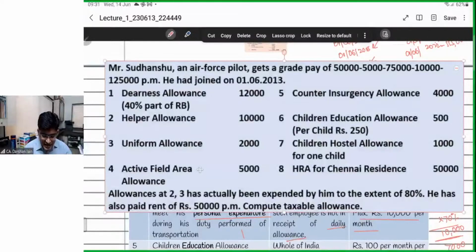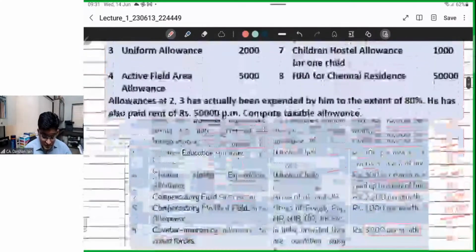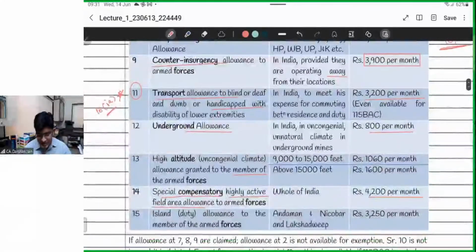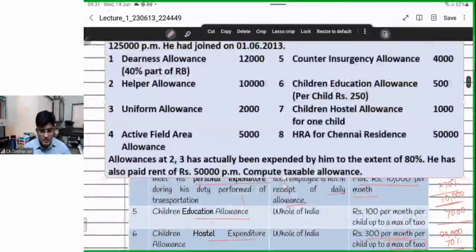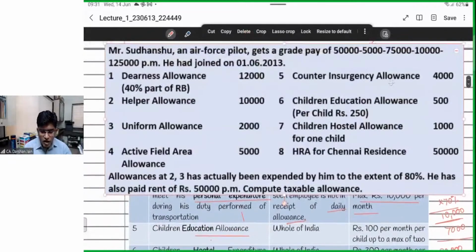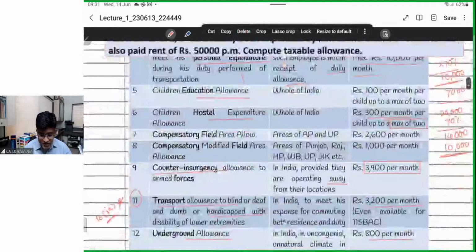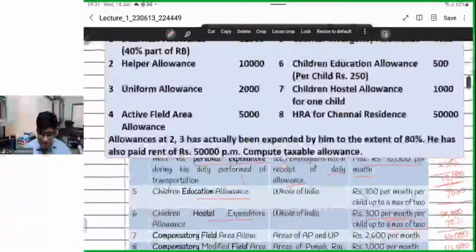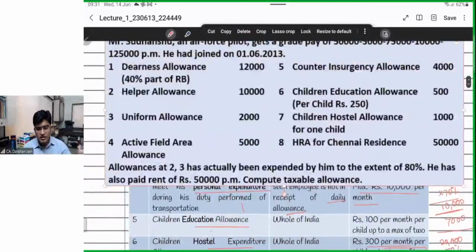There is an active field area allowance. This is something that we have dealt with. Look at this here, active field area allowance for a person of armed forces. He's an Air Force pilot. 4,200 is the amount of exemption. What is the amount that he has received? 5,000. So 800 is going to be taxable. You've got counter-insurgency allowance of rupees 4,000, right? So counter-insurgency allowance as it stands, exempt up to rupees 3,900. How much has he got? He has got 4,000. So 100 rupees would be taxable.